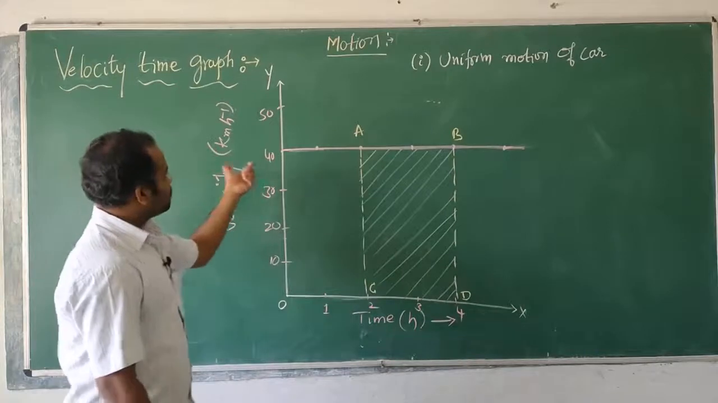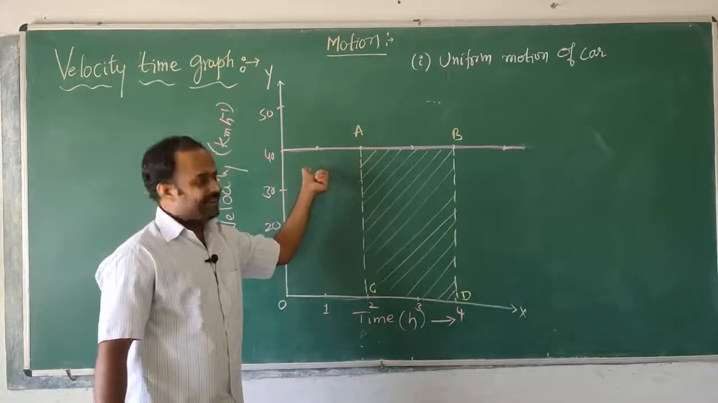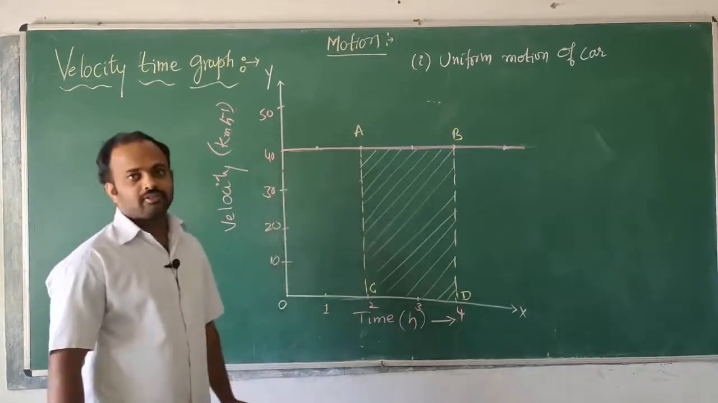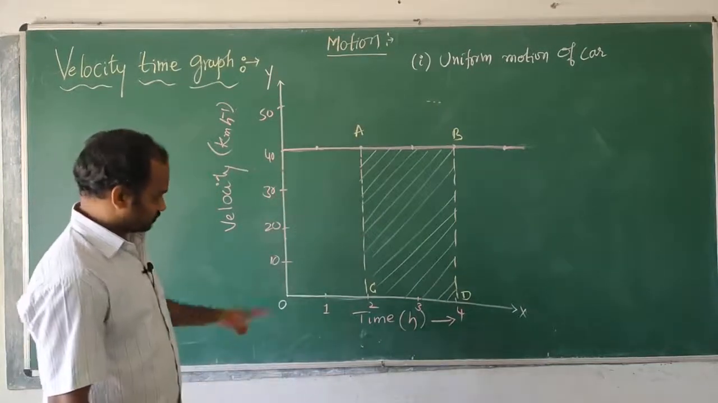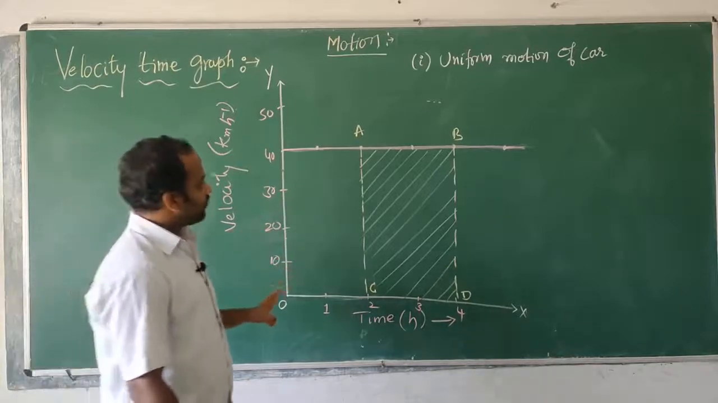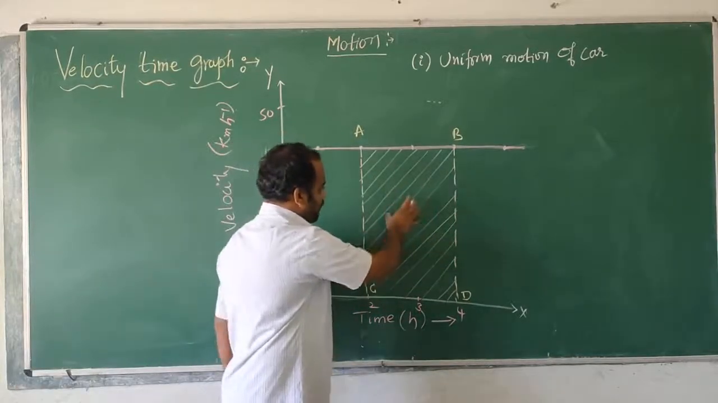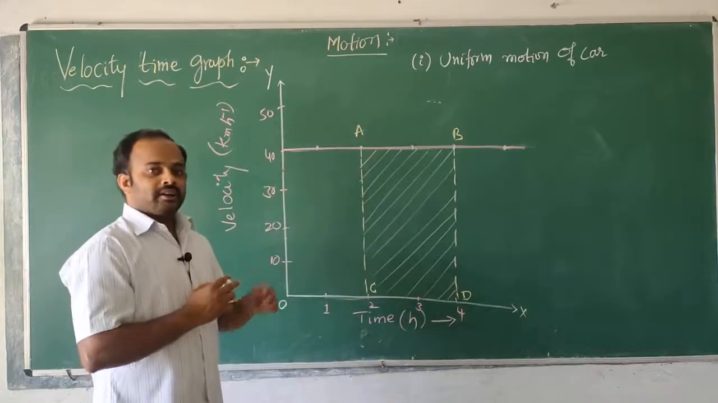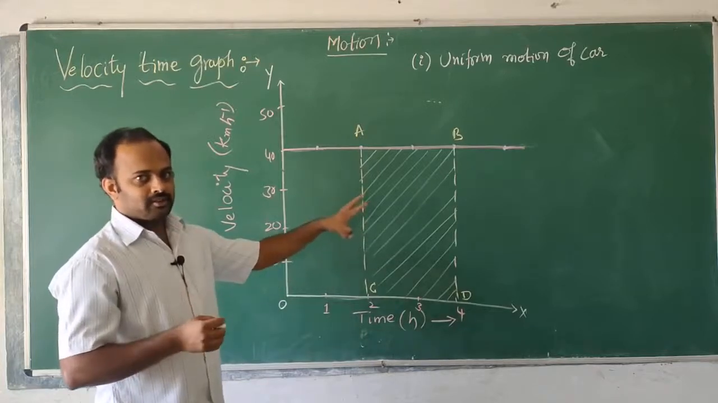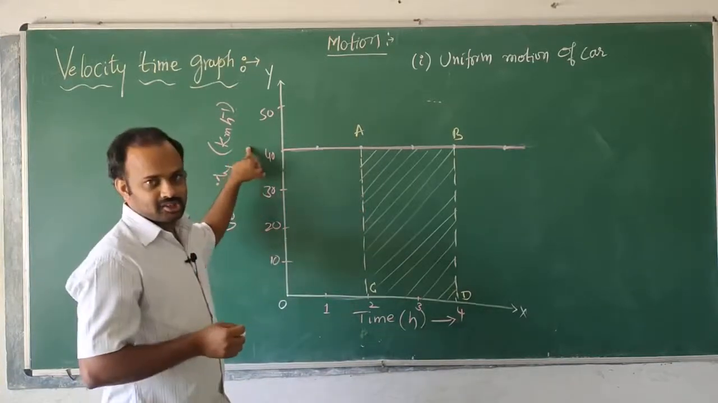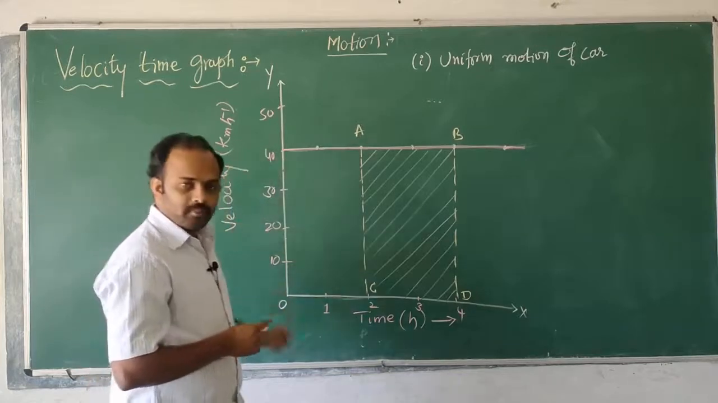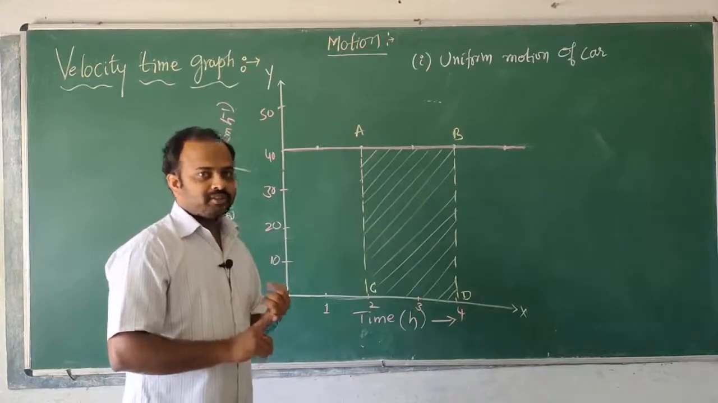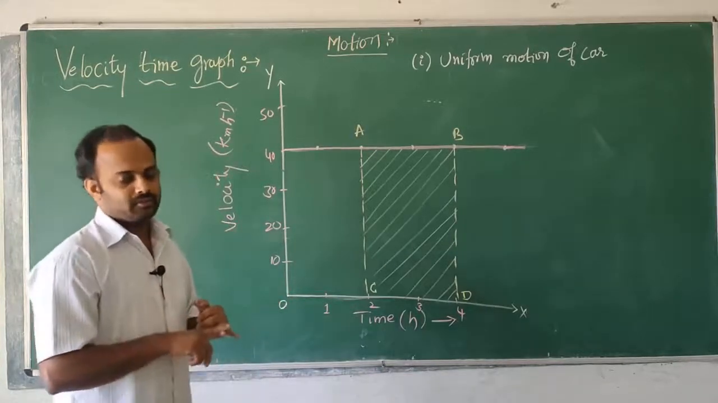Here, what is uniform motion of the car? Every time the velocity of the object is constant. From this graph we can find the area, which gives the distance traveled by the object, and also the change in velocity, which leads to the acceleration. We can find the acceleration of the object. Then how do we find the distance of the object and the acceleration of the object?